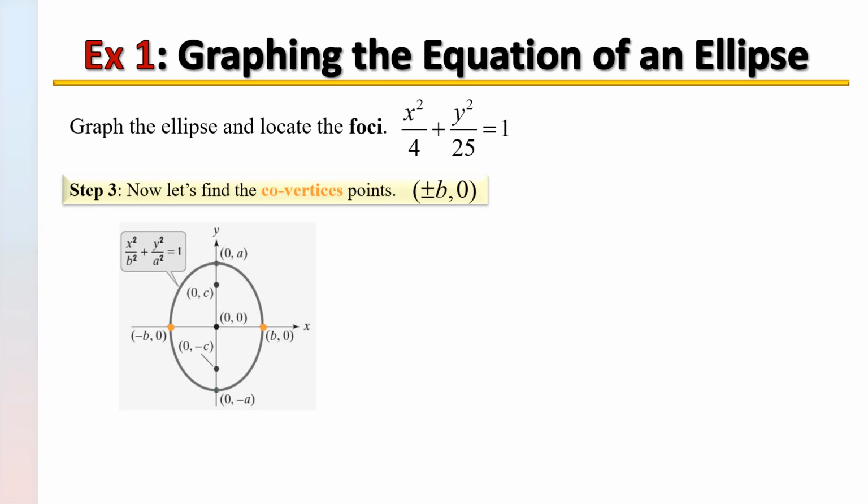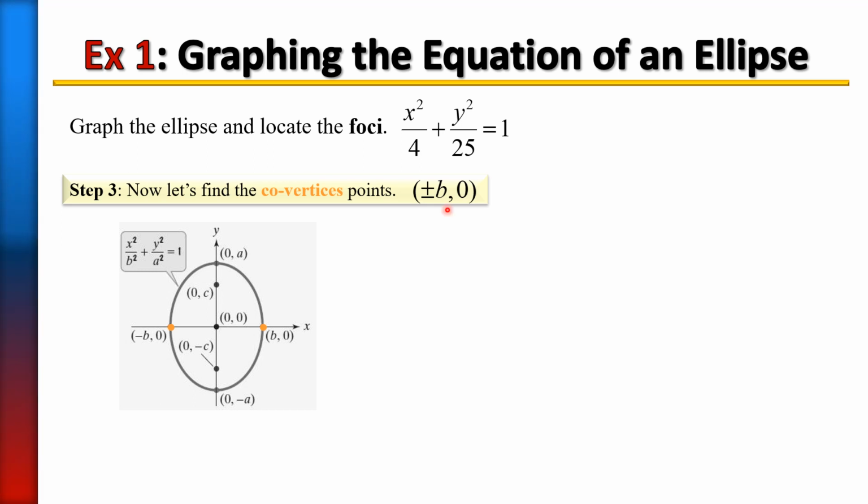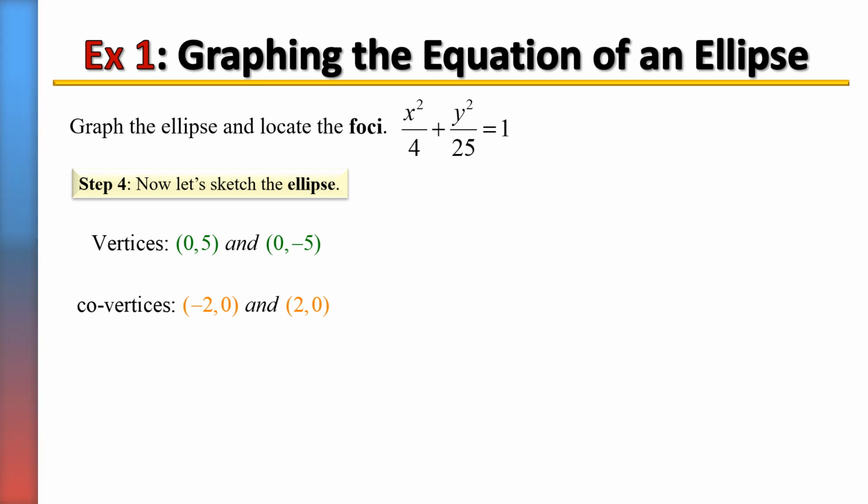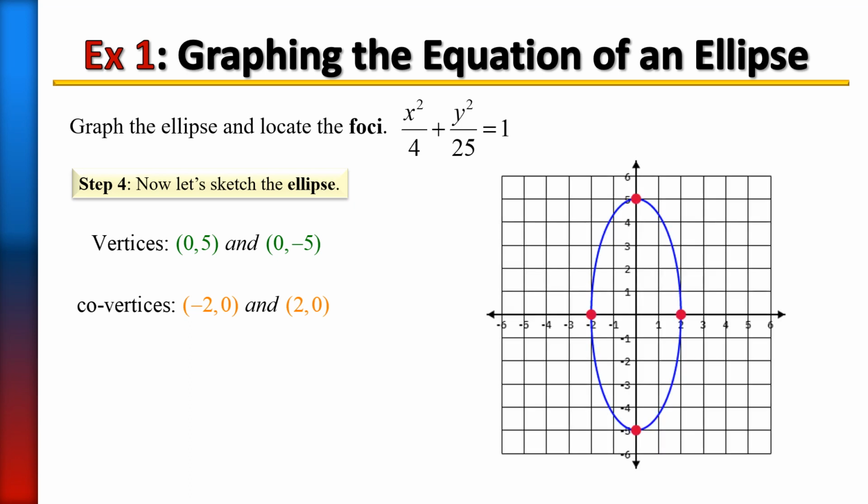Now let's find the covertices points, which are plus or minus b, 0. To find the value of b, all we need to do is look under the bottom of the equation to see that b squared equals 4. So our next step to solving this equation is to take the square root of both sides, and b equals plus or minus 2. So our covertices have a point of negative 2, 0, and 2, 0. We now have enough points to graph our ellipse. So let's go ahead and plot these points on the rectangular coordinate system. And here's our graph.